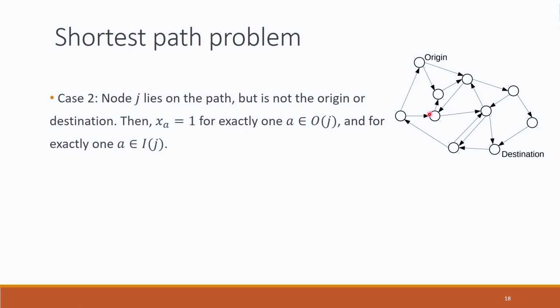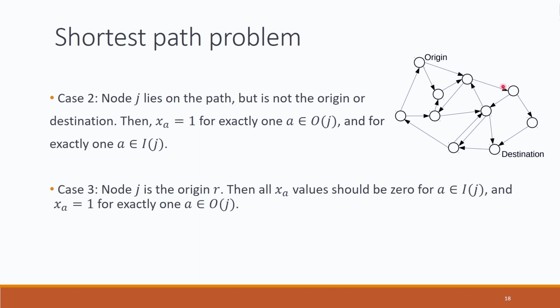Then let us consider another case where node J is lying on the path that we finally selected, but it is not the origin or the destination node. So for example, suppose this is the path that we finally selected, and let us consider this node here. For this node there will be exactly one link belonging to the set of outgoing links from this node J that will have xa equal to 1. In this case it will be this link. Similarly, there will be exactly one link belonging to the set I_J of incoming links to this node J that will have xa equal to 1. In this case this will be this link.